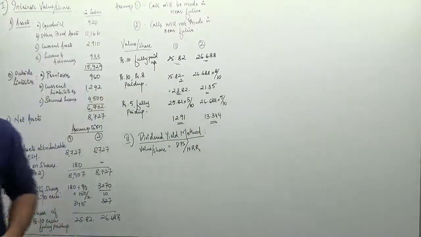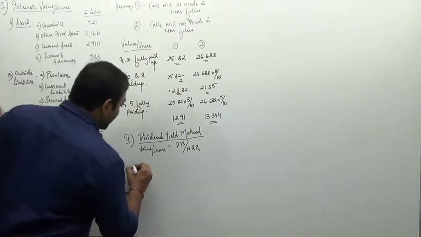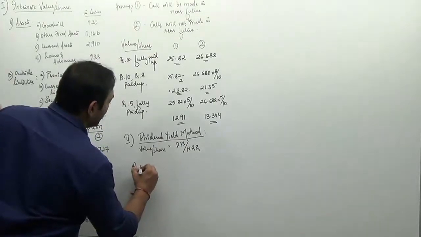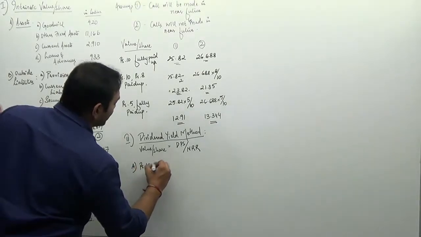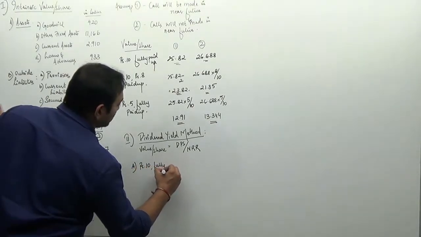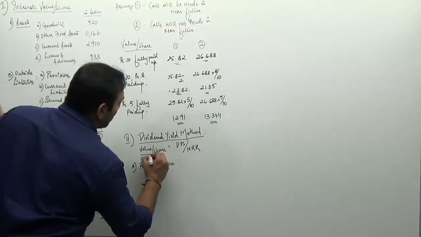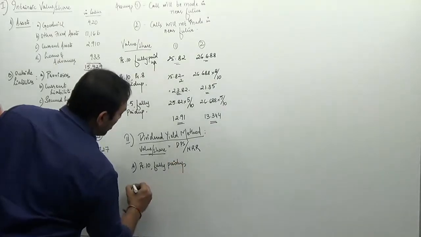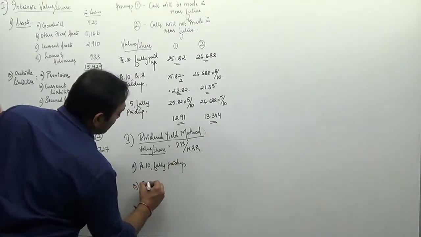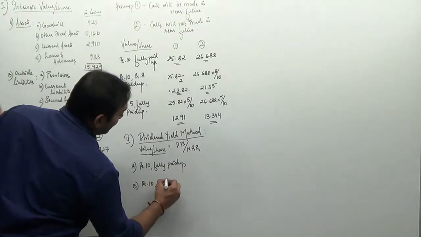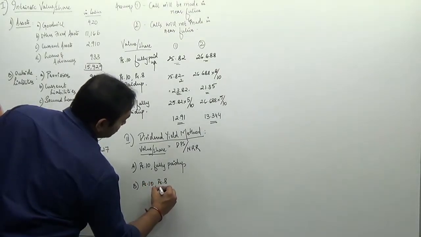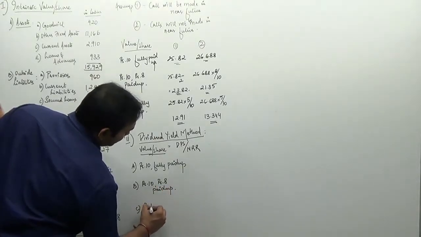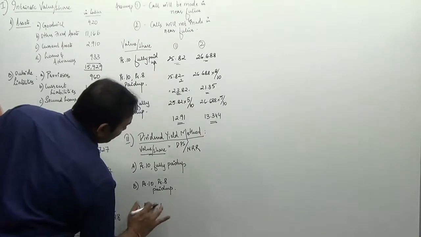Chalo. I need three valuations. 1, 2, 3. A: ₹10 fully paid up share. Value per share of ₹10 fully paid up. Next, ₹10, 8 paid up. Final, last, ₹5 fully paid up.